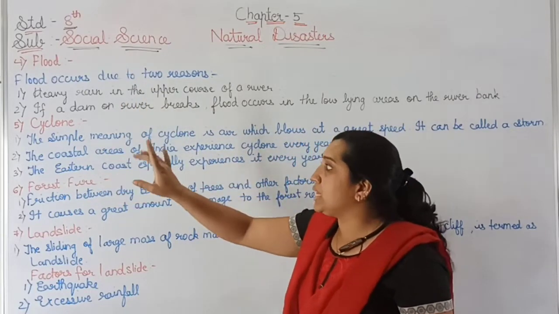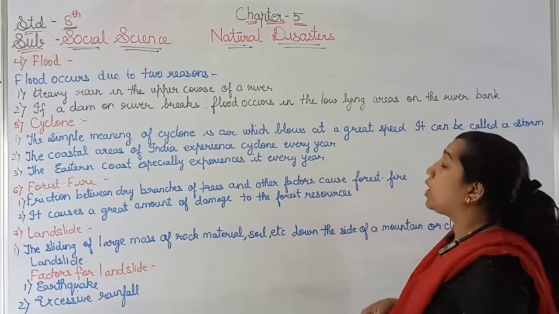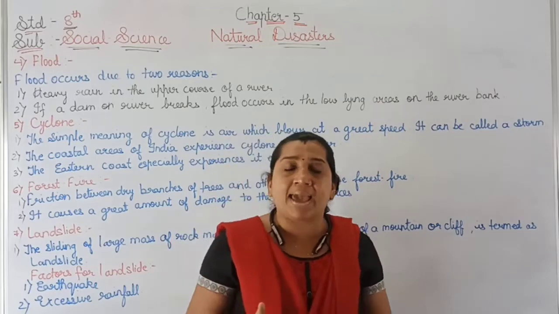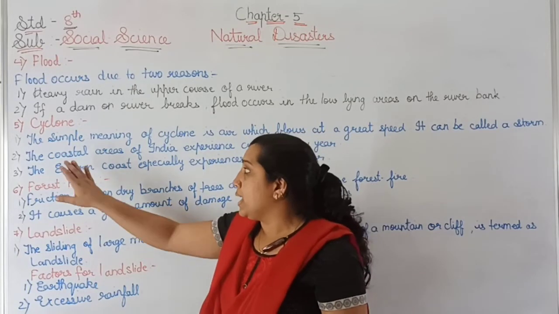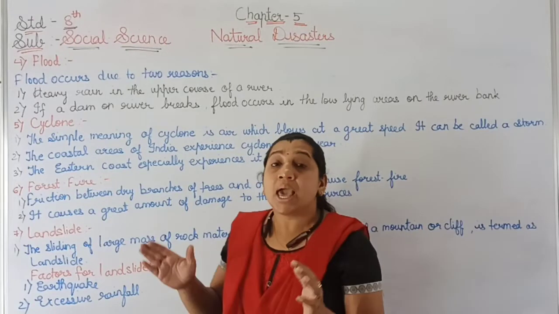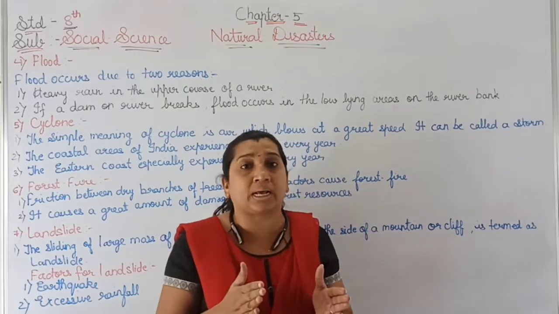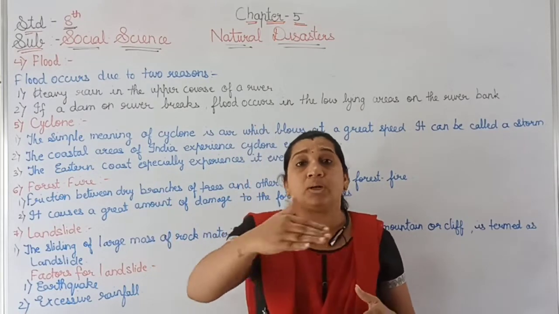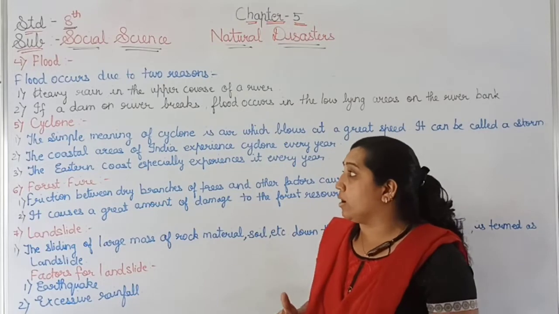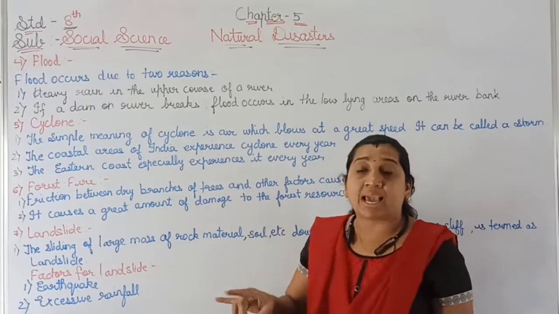Now what is a cyclone? The simple meaning of a cyclone is air which blows at a great speed. It can be called a storm. Cyclone most probably occurs in the coastal area and causes damage to the coastal area. The coastal areas of India experience cyclones every year because we have the Arabian Sea on our side, from Somnath, Porbandar, Dwarka, Mangrol. These are the areas which have the water body of the Arabian Sea. So every year in our Gujarat and in our country India, we experience cyclones.